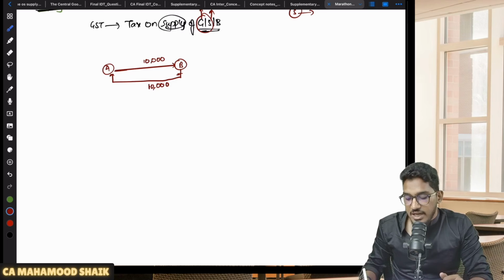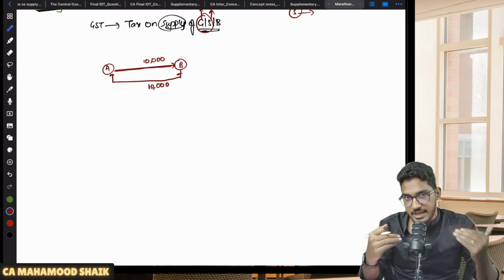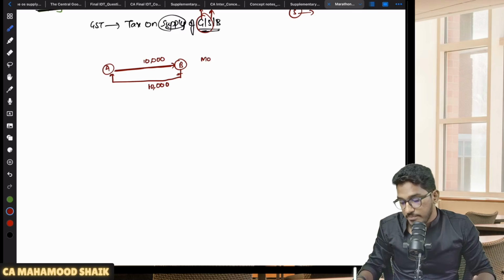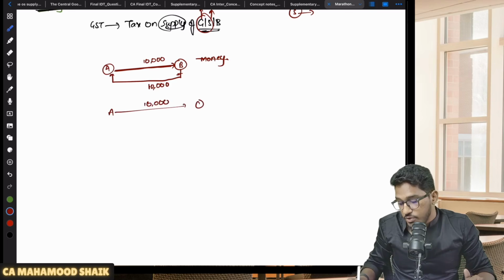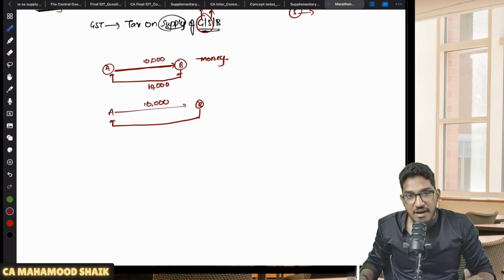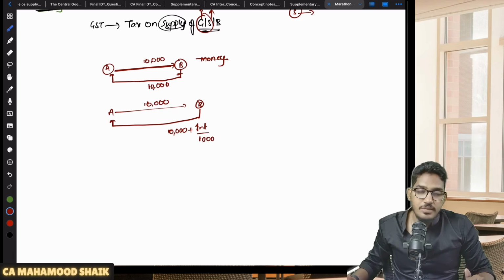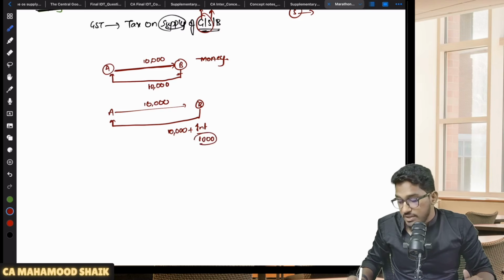No. First of all, it is not goods. What is getting exchanged between the two parties is money. So money is neither goods nor services. So this is outside the GST purview. But let us say, for example, A gave 10,000 rupees for use to another person, Mr. B, with the agreement that after his use is over, Mr. B is required to return that 10,000 rupees. Along with that, he is also required to pay some interest of 1,000 rupees.